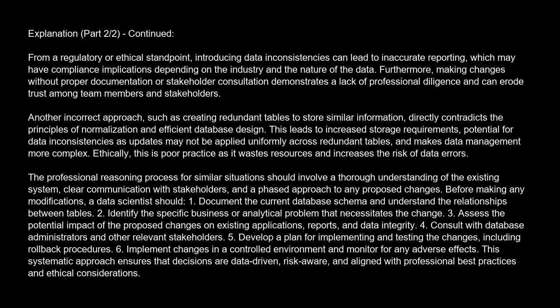The professional reasoning process for similar situations should involve a thorough understanding of the existing system, clear communication with stakeholders, and a phased approach to any proposed changes. Before making any modifications, a data scientist should: 1. Document the current database schema and understand the relationships between tables. 2. Identify the specific business or analytical problem that necessitates the change. 3. Assess the potential impact of the proposed changes on existing applications, reports, and data integrity.